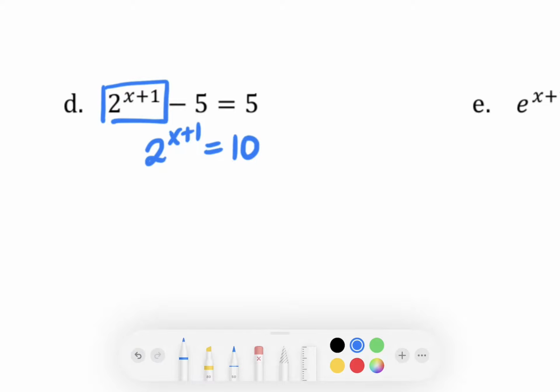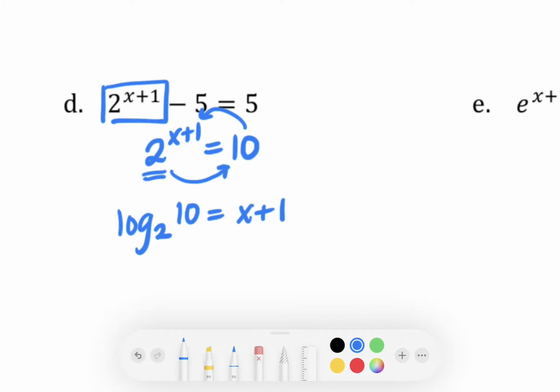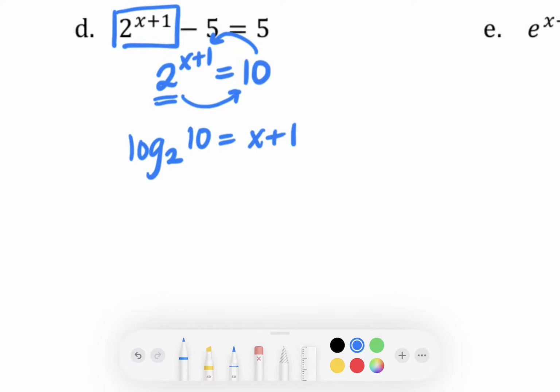So same idea. Base stays the base, log base 2 of 10 equals x plus 1. And remember, the goal was to get that exponent out, to get that exponent on the opposite side of the equal sign. And now we have that. So let's keep solving because we still are just trying to solve for x. Subtract 1. Log base 2 of 10 stays all together. It's a number. We can put it in our calculator and find it. Minus 1 equals x. Well, there we go.